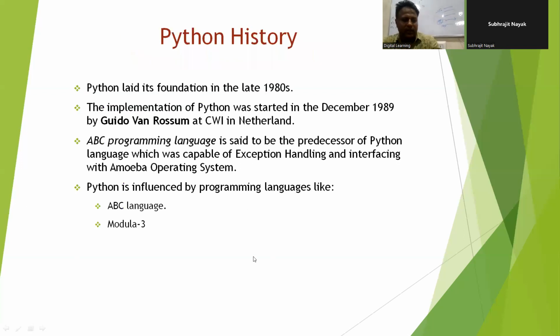Next, Python laid its foundation in the late 1980s. At the same time, C programming had launched, but it became popular in 1990. But in 1990, it was not so widely used.